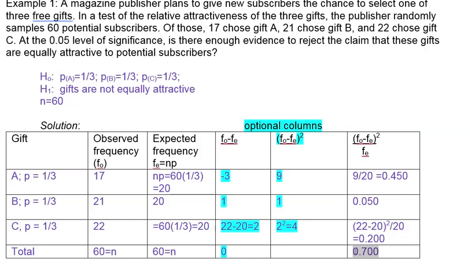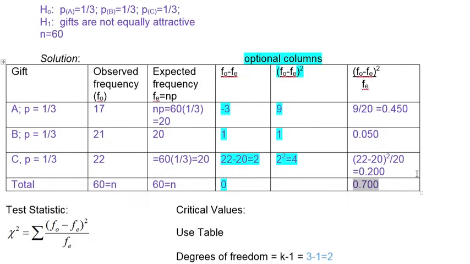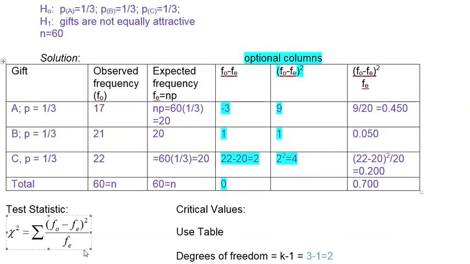And this last one is our test statistic, because if you remember the formula, and I'll just scroll down so we have it on our screen, right? It's the sum of all of those calculations. So we add those up, we get our test statistic. So 0.7 in this case.